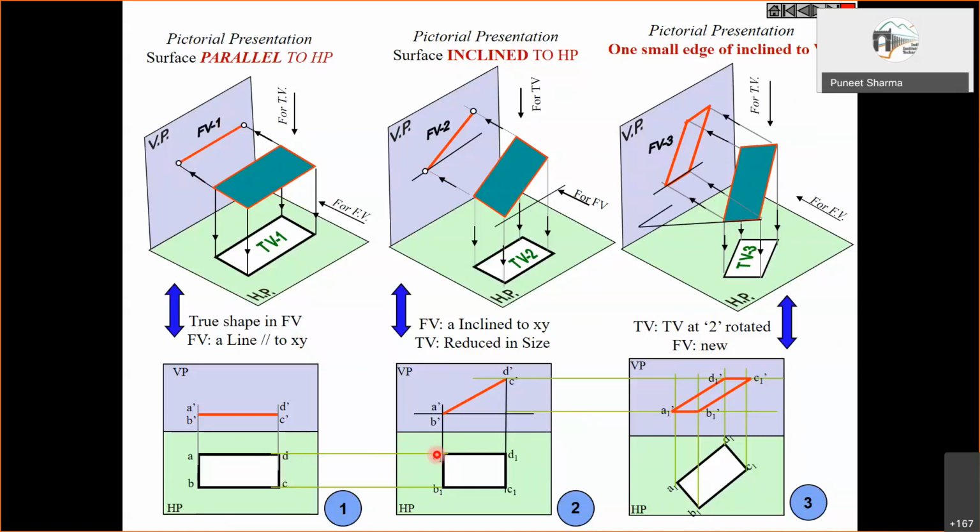And consider that these will contain this A and D. From here I draw a line and consider that this line will contain A and D. Because of this reason, that the distance of this corner and this corner from the vertical plane in this figure as well as in this figure, these two will remain same.